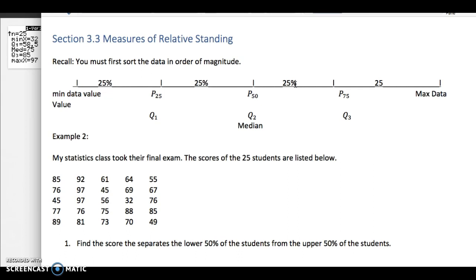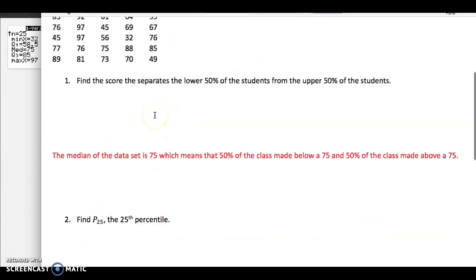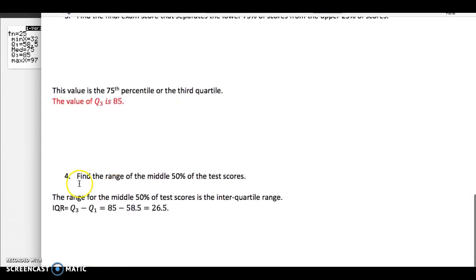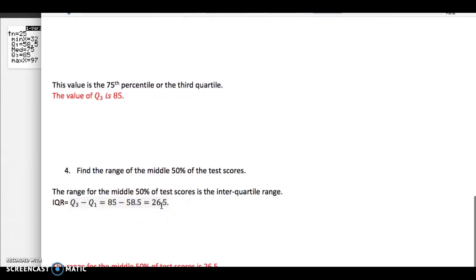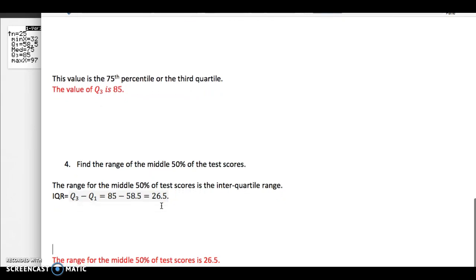So what that is actually defined to be is the interquartile range. So you take the difference between the two quartiles. So Q3 minus Q1. So the range of the middle 50% of the test scores is the interquartile range, IQR. Simply take Q3 minus Q1. Well, we found in the previous examples, Q3 was 85, minus Q1 was 58.5. When you take that difference, you end up with 26.5. So the range for the middle 50% of the test scores is 26.5.